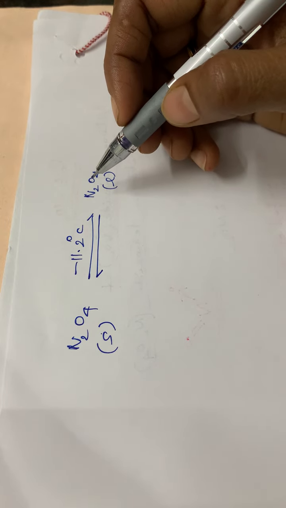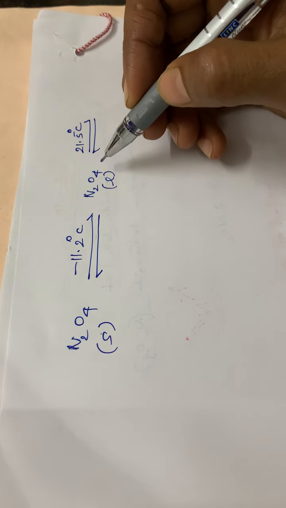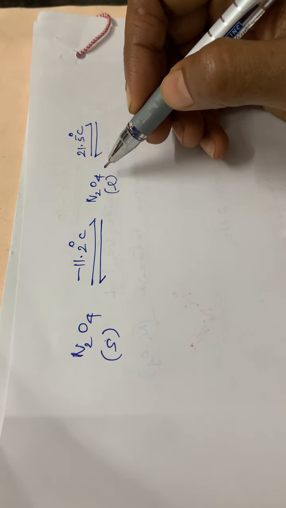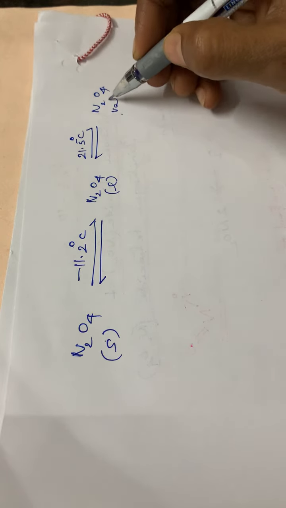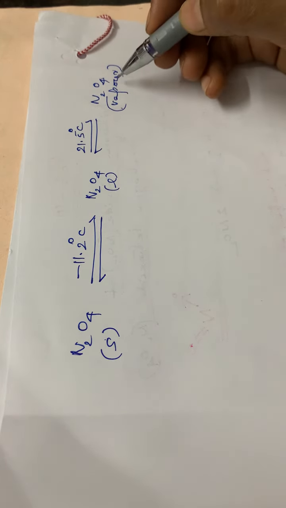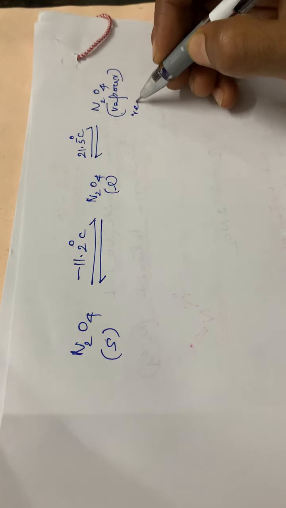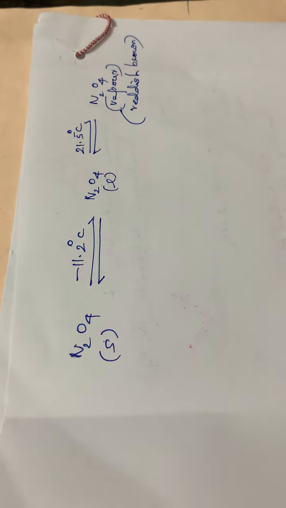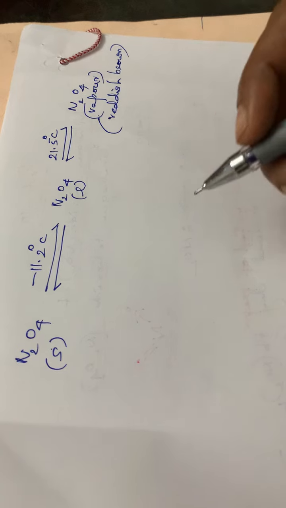Then again at 21.5 degrees Celsius, the temperature is increasing a little bit, isn't it? So this liquid form of dinitrogen tetroxide is converted to gaseous form. Okay, this N2O4 will be converted to vapor state when the temperature is increased to 21.5 degrees Celsius, and this vapor has a reddish brown color.